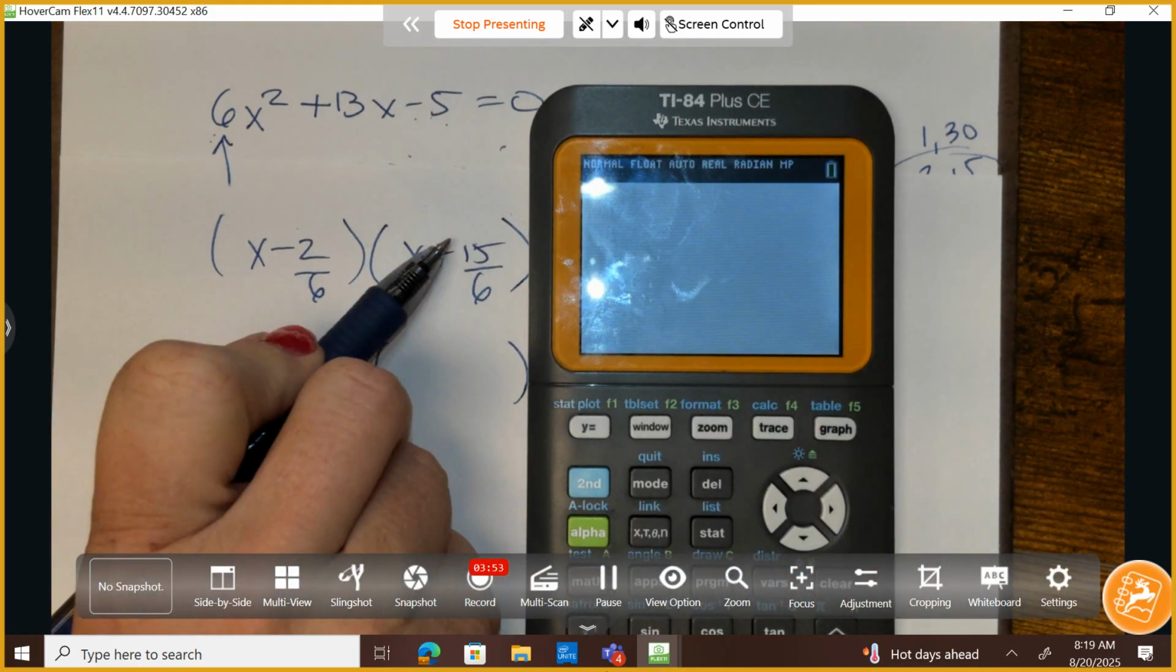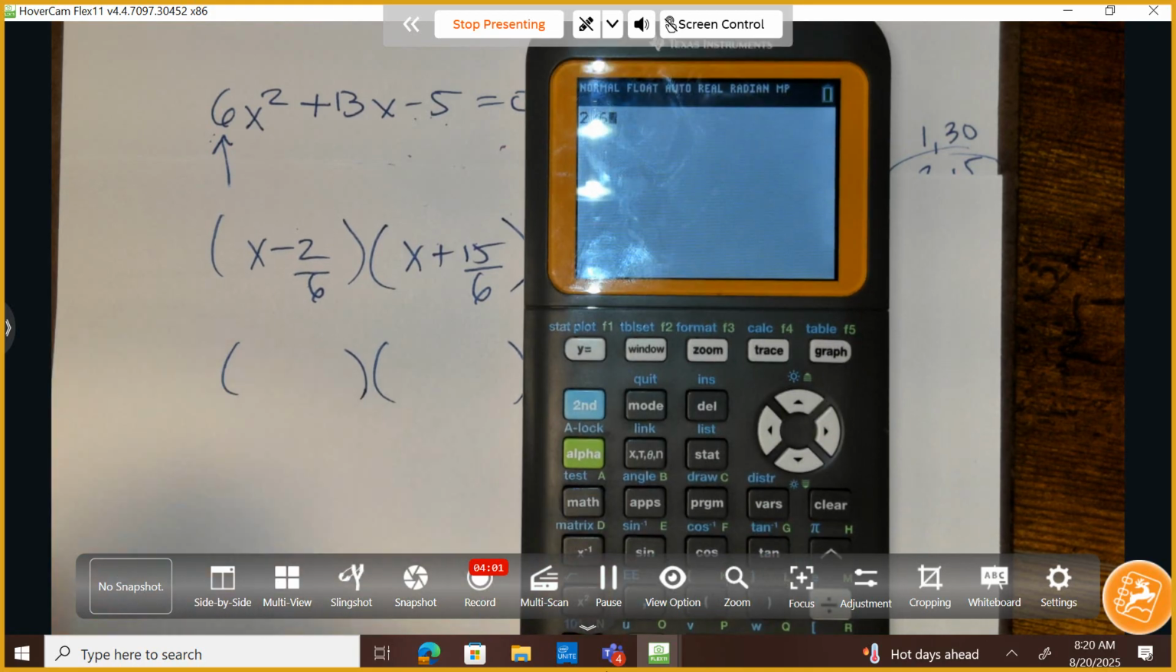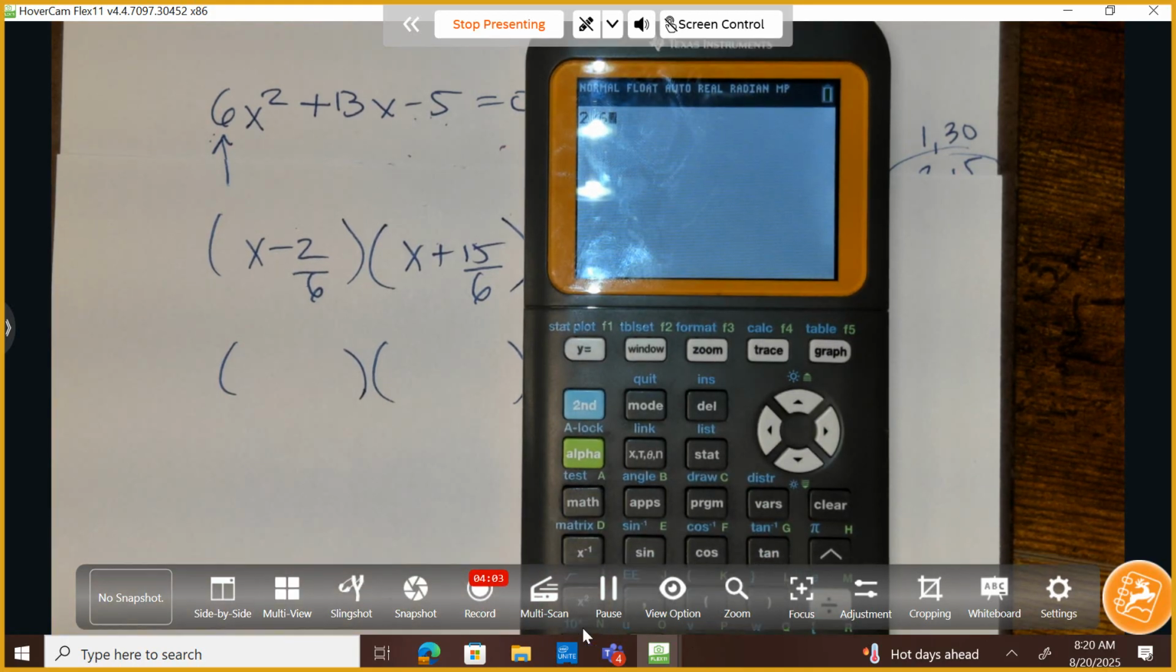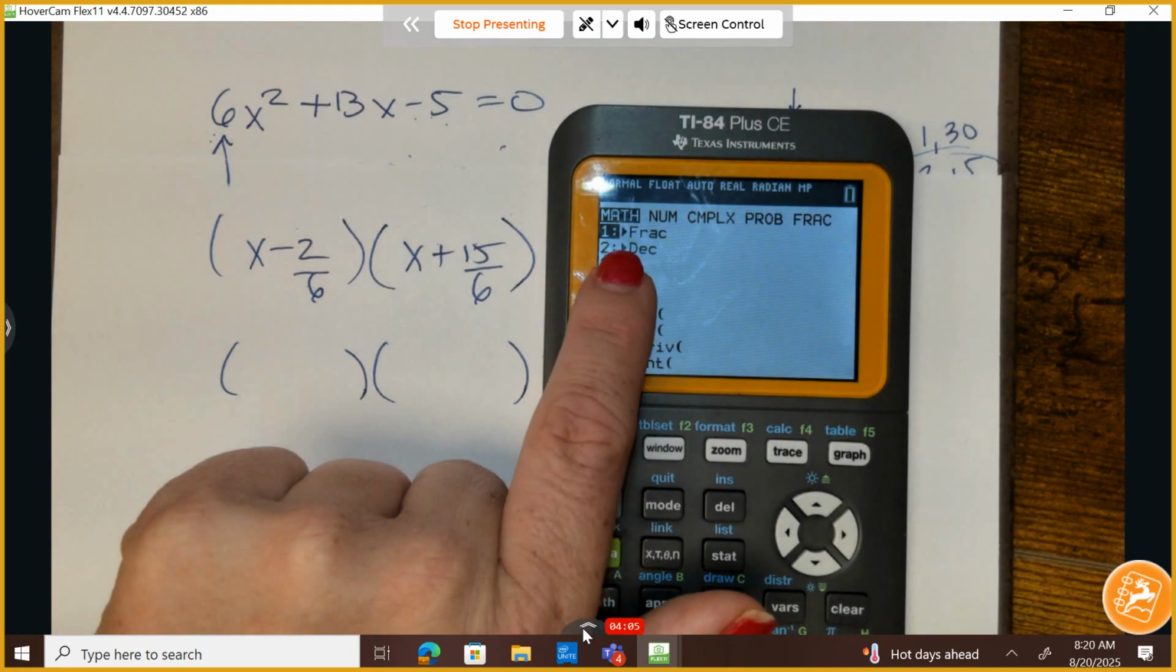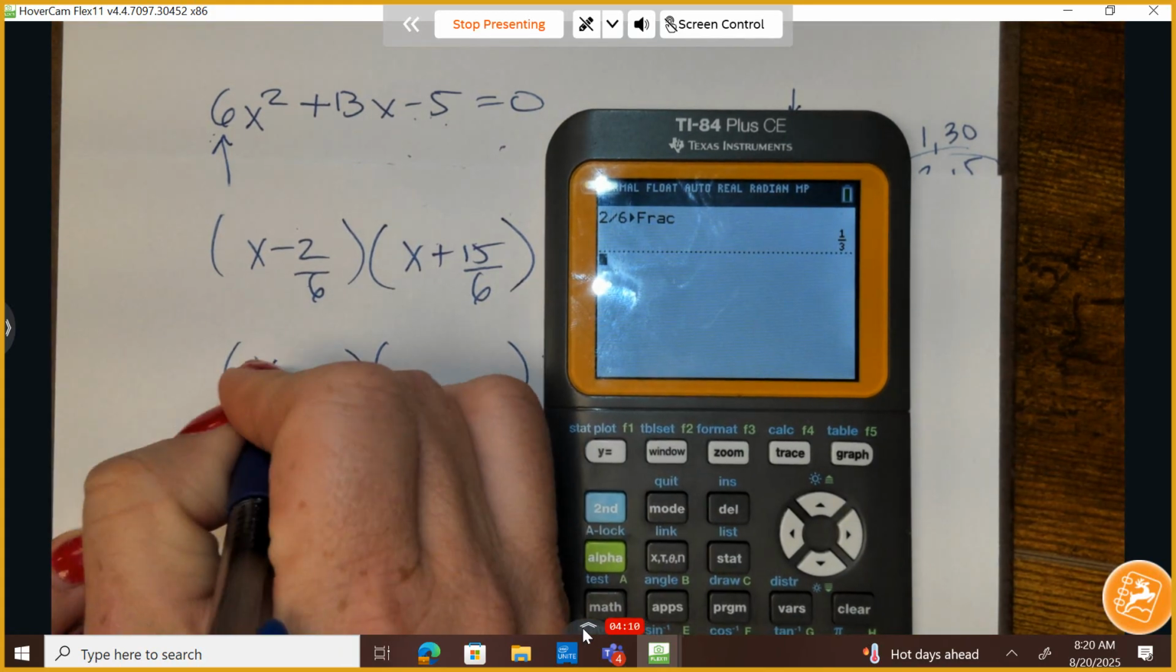How can you quickly reduce this if you don't do it in your mind? Everybody is going to go 2 divided by 6, and then I want you to hit the math key on the left-hand side. Math. We can see fractions there, and press enter, enter. Whatever you get will be your reduced fraction.